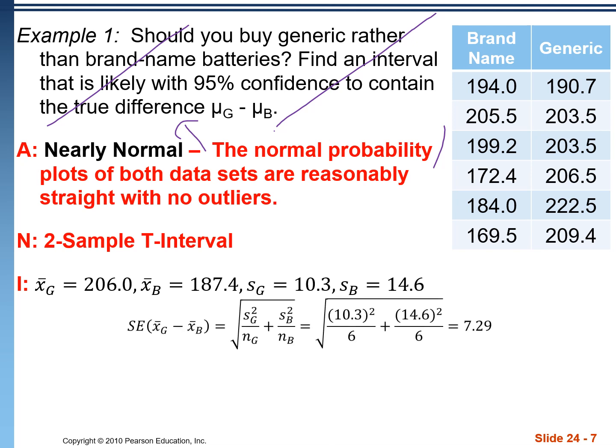Standard error. Take s squared over n for the first sample, add s squared over n for the second sample, square root the sum of those two things, and we get 7.29.